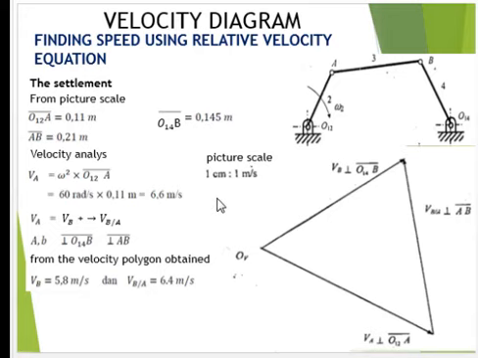For vector analysis, we can draw the graphical analysis for the vector VA, the velocity at point A. We can calculate VA equal to omega 2, the angular velocity of link 2, multiplied by radius O1 to A: 60 radian per second multiplied by 0.11 meter, and the result is 6.6 meter per second. This is the velocity at point A.